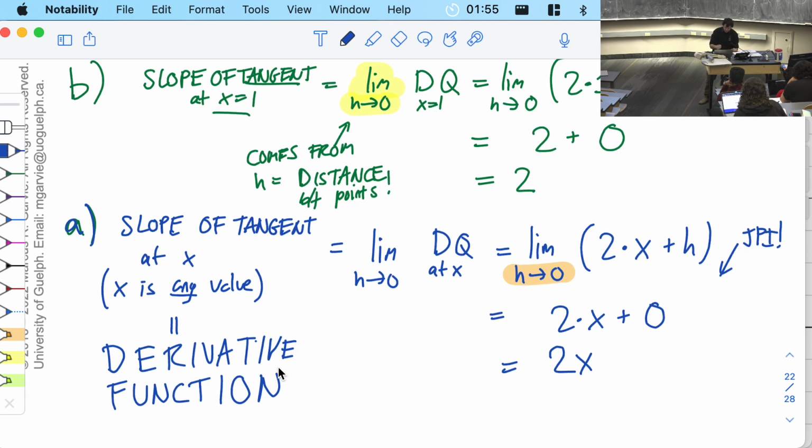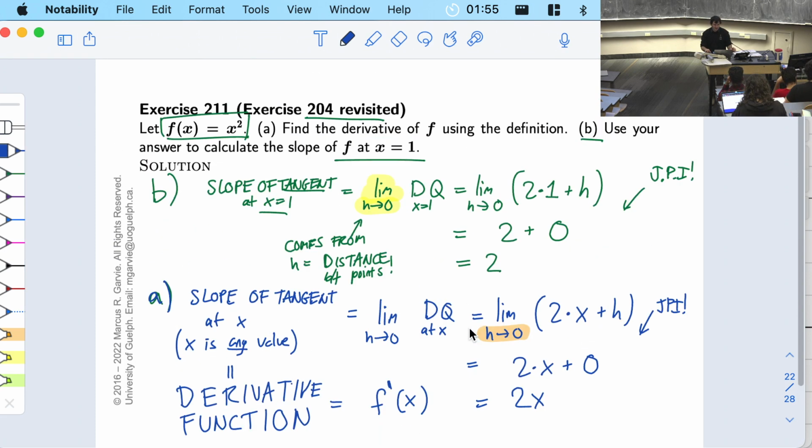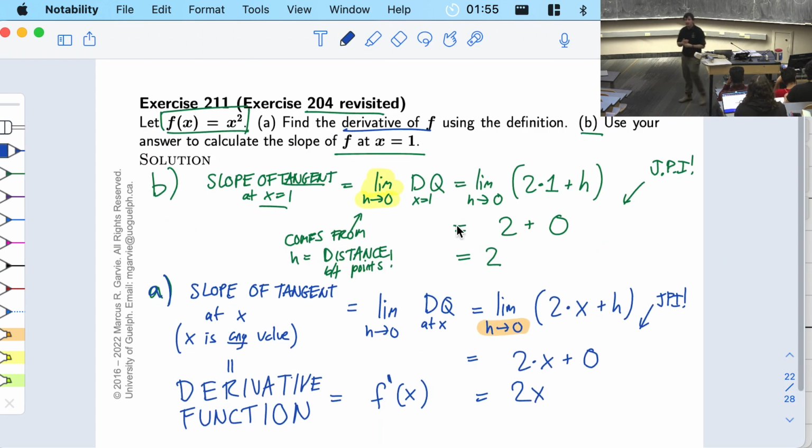The notation people use for this is f prime of x. And we have shown that f prime of x in this case is 2x. This is a new function. We started with the function x squared, we did work on it, and we got this new function 2x. This thing is called the derivative function. So the original question says, find the derivative. We just did that. That was part A. We found the derivative function.